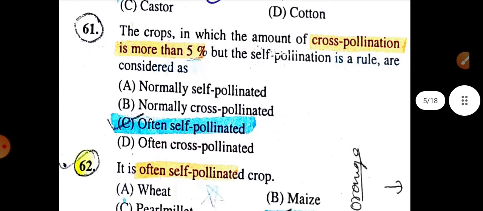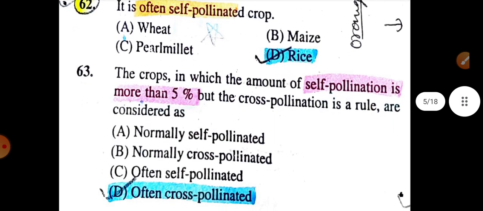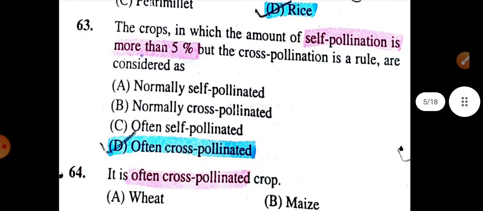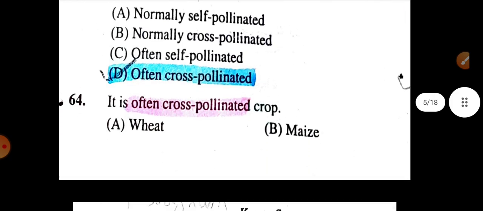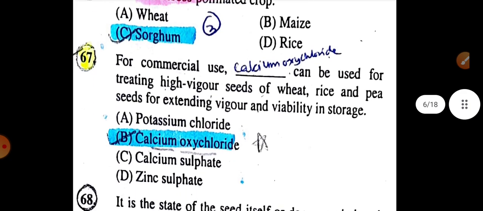The crop in which the amount of cross-pollination is more than 5% but self-pollination is the rule is considered often self-pollinated. Example: rice. The crop in which the amount of self-pollination is more than 5% but cross-pollination is the rule is considered often cross-pollinated. Examples: pearl millet, cotton and sorghum.